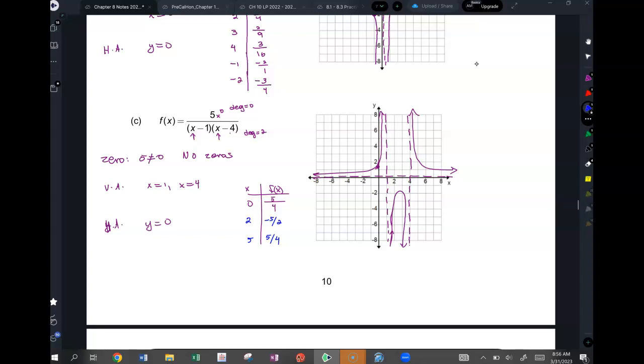All right? Okay. Did you ever think you would be able to graph something like that by hand without a calculator? Look at how far you've come since last August. Do you see that? Yep.